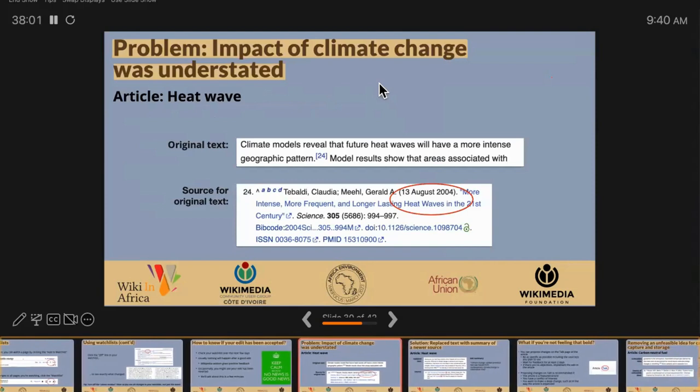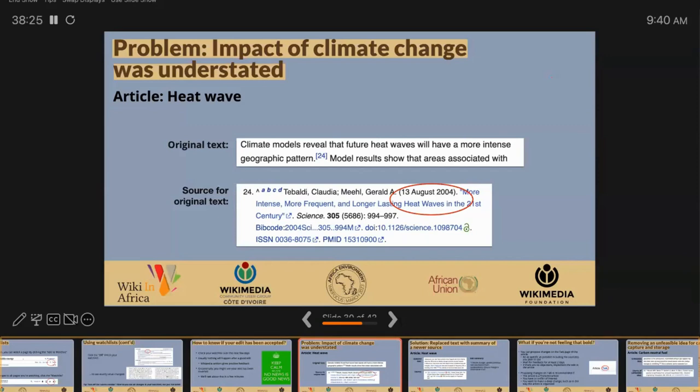So I want to talk about another example. What we just saw was adding content to Wikipedia, choosing a good source, explaining ourselves, and it was accepted. Let's look at another example. This was an example about the impact of climate change being understated. This is the article called Heat Wave.